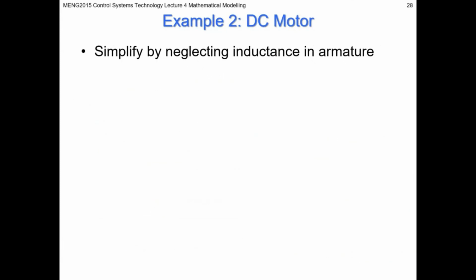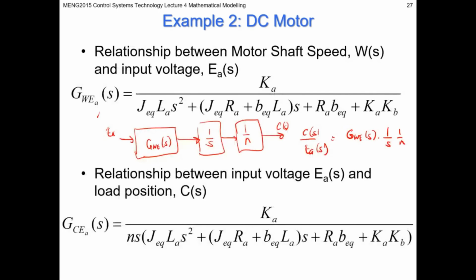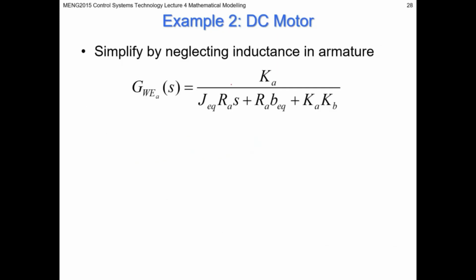So what we can do now is simplify. As I said, we can neglect the inductance in the armature, which is the motor windings. That's the first thing we can do. So if we do that, then this equation here, if we neglect that inductance, we're eliminating this term, right? And if we do that, then all we're left with is this term, and this term. That's what we have here.